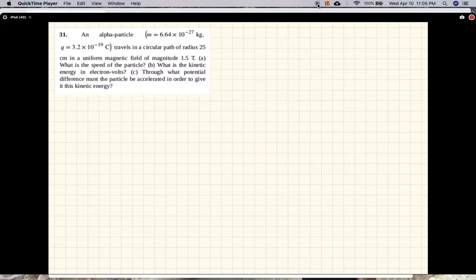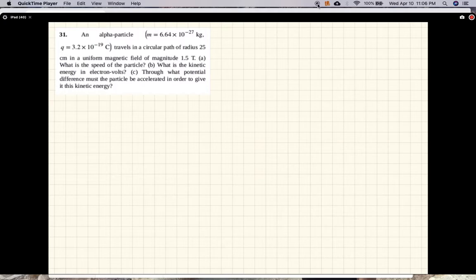Okay, so let's look at problem number 31. An alpha particle is a helium nucleus, so it's two protons and two neutrons, and the mass of this alpha particle is 6.64 times 10 to the minus 27 kgs. Its charge is that of two protons, so 3.2 times 10 to the minus 19 coulombs.